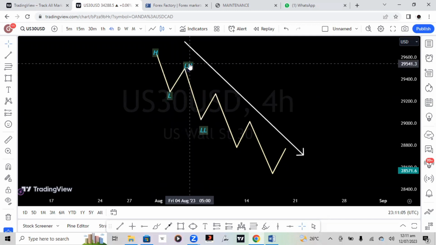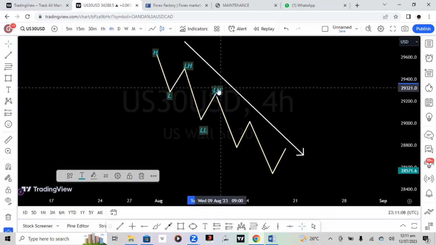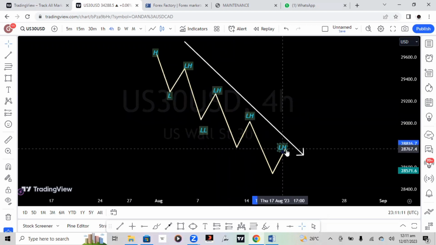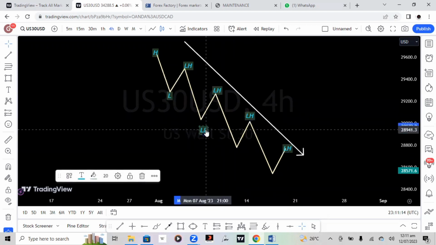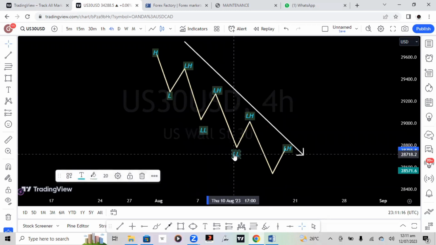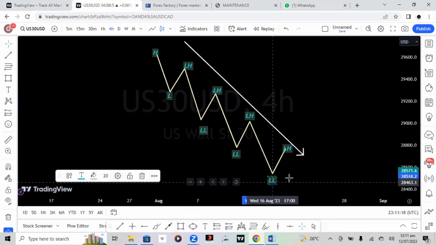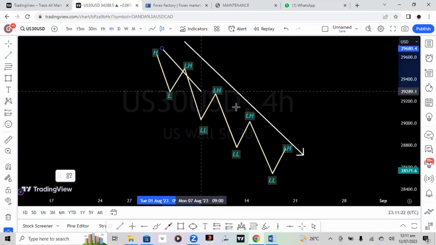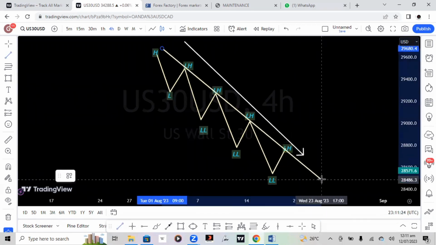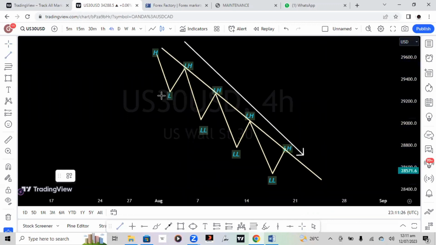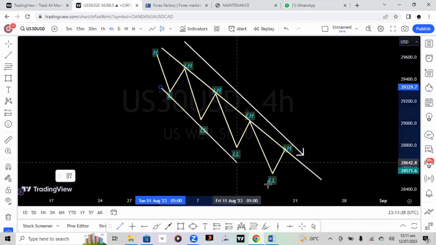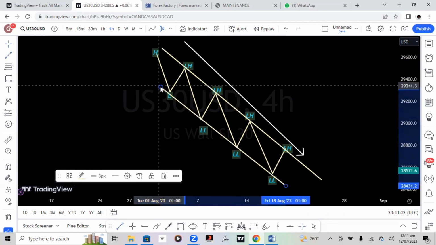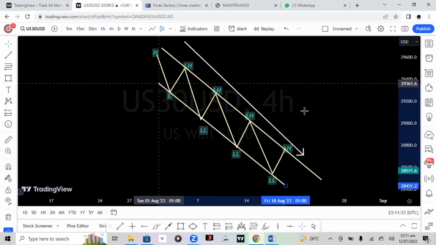So the same thing repeats itself over and over again. So this level will be called our lower low. This level will be called our lower low as well. So when we connect everything all together, it becomes what we call a downtrend market.